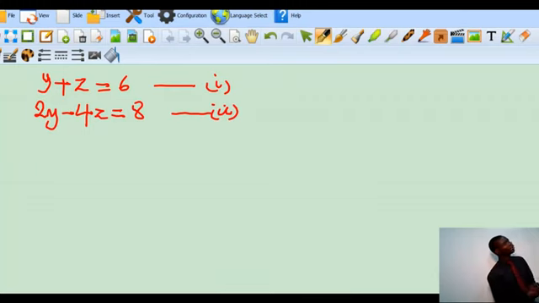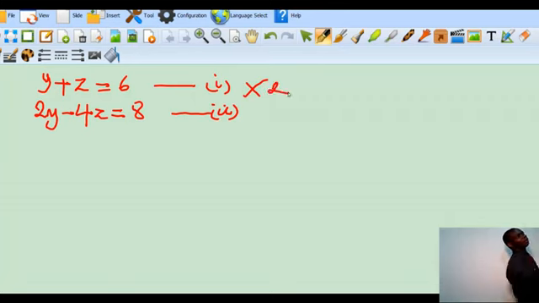Now, how do we go about this in order to find the two unknowns? Remember, we are considering the elimination method. So what you are going to do is to think of a way through which you will eliminate either the first unknown or the second unknown. In this case, in order to eliminate one unknown, let us multiply equation 1 by 2.